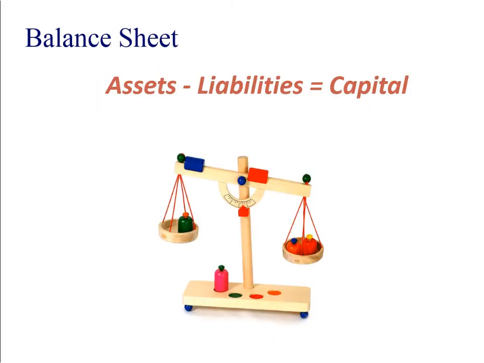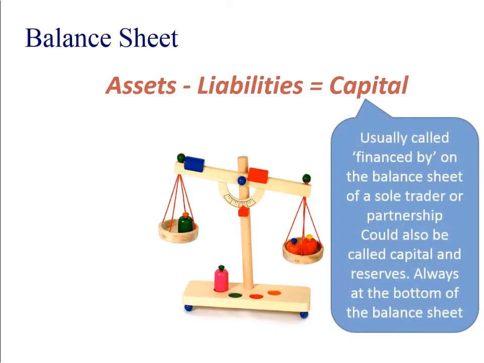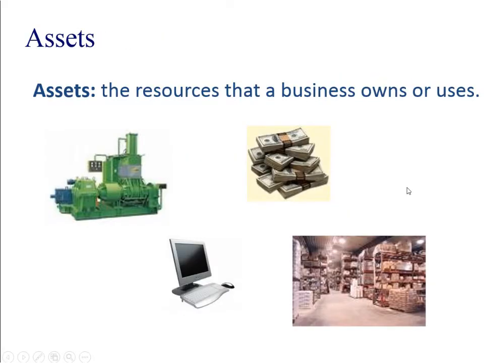And this is the balance sheet equation. So assets minus liabilities should equal the capital that's been invested into the business. Okay, so we'll go through what assets and liabilities are now. And because you're doing AS and it's technically on the specification, it's understanding and being able to interpret the balance sheets of sole traders and partnerships. It's usually called the financed by section, but I'll point it out when we have a look at it.